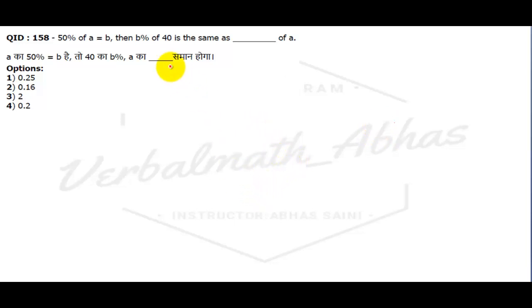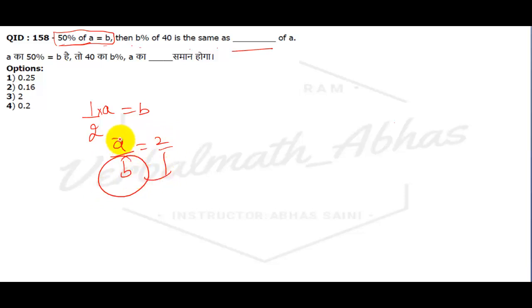Okay. Now next question. 50% of A is equal to B. And then B% of 40 is the same as dash of A. So let me write this given thing for you. 50% means half. Half of A is equal to B. So it means A upon B is 2 upon 1. If B is 1, then A is 2.